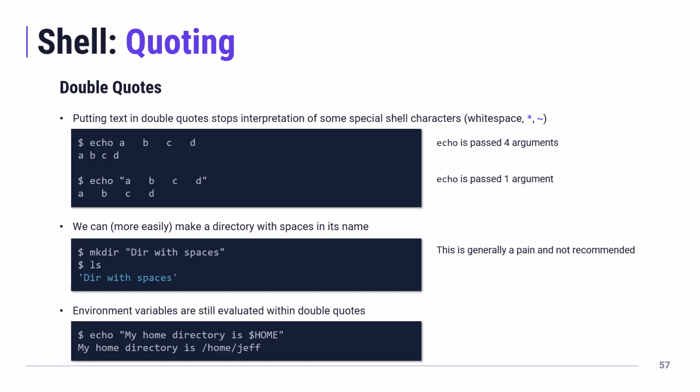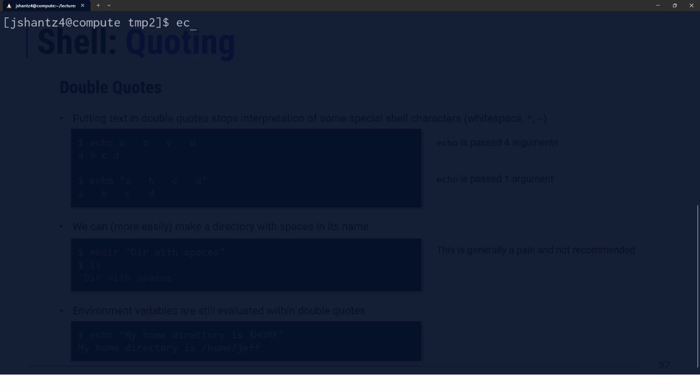Okay, wrapping up with quoting. When you put text in double quotes, it will stop the shell from interpreting some special characters. It'll stop it from interpreting white space, and characters like star and tilde will be stopped. As an example here, we've got echo, and we are typing a bunch of spaces between our arguments. But when echo actually prints it out, it gets rid of all that space, because the shell is just removing those spaces. Echo is receiving, in this case, 4 arguments, the arguments A, B, C, and D.